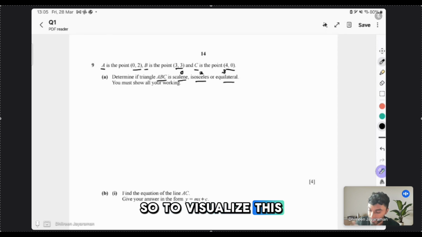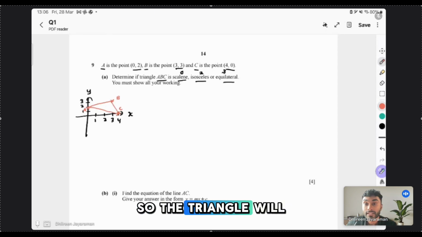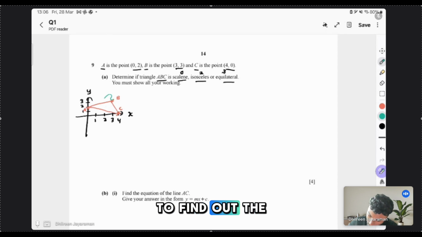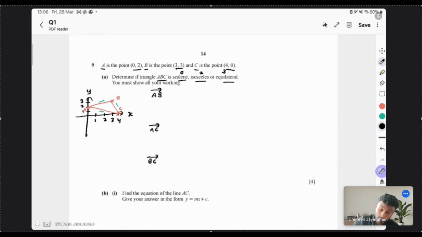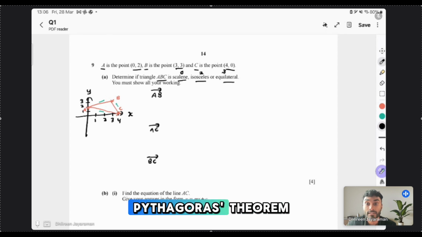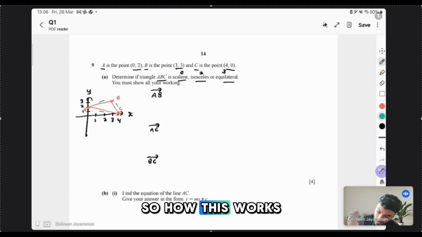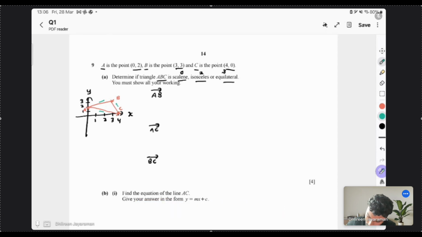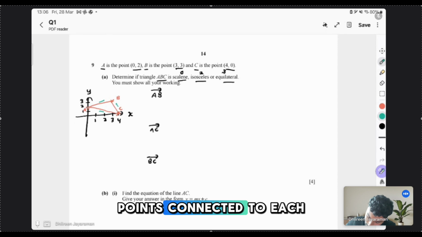So to visualize this, we can put this triangle on a chart to find out what are the lengths of each line. So the triangle will look like this on a chart, and our job is to find out the lengths of AB, AC and BC. To find out each length, we have to use Pythagoras theorem. So how does this work? Let's look into line AB. So we have 2 points connected to each other.